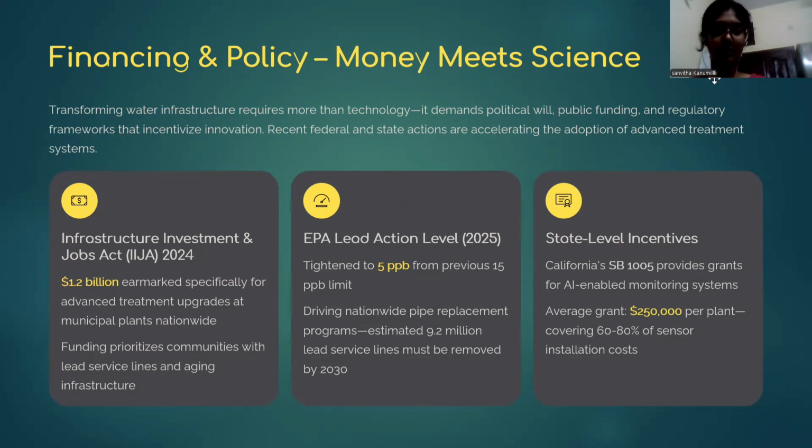And the Infrastructure Investment and Jobs Act, according to 2024, has $1.2 billion earmarked specifically for advanced treatment upgrades at municipal plants nationwide. And the EPA-led action level in 2025 tightened to 5 ppb from the previous 15 ppb limit. And state-level incentives: California's SB 1005 provides grants for AI-enabled monitoring systems.